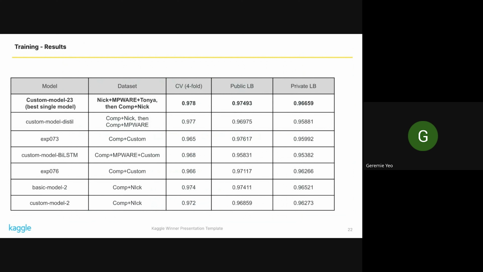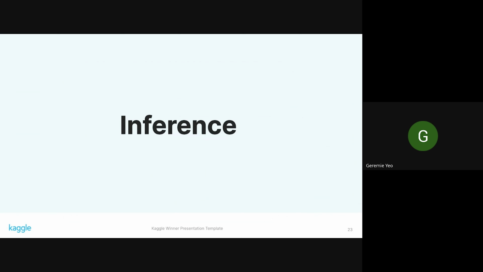Here are our results of the training runs, where the multi-stage model performed the best with an impressive 4-fold CV of 0.978, a public leaderboard of 0.974 and a private leaderboard of 0.966. And this is just with a single model. Next slide, please.